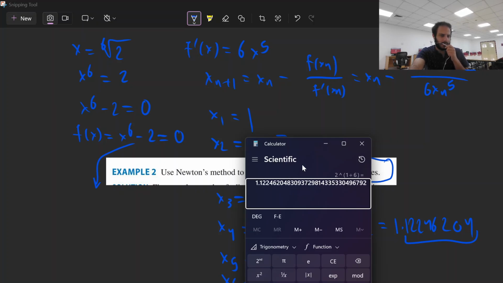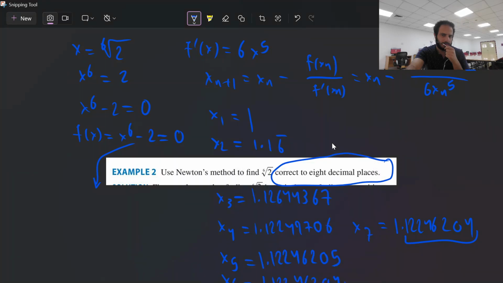Are you good with this? Do you have questions? Professor, how do you find x1 again? Yes, x1 again. Now, for x1, you use the intermediate value theorem.